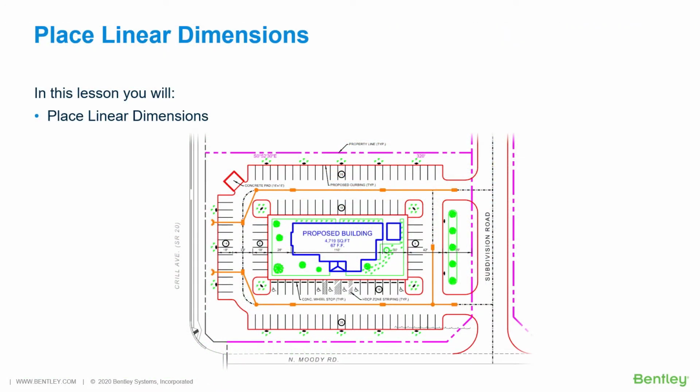Place linear dimensions. MicroStation has many dimensioning tools. Additionally, a variety of dimension attributes define the appearance of dimensions. The easiest way to set these dimension attributes is by using predefined dimension styles. Dimension elements placed with a dimension style are automatically updated if the dimension style is changed. While you work through the lessons in this course, you will place linear dimensions.